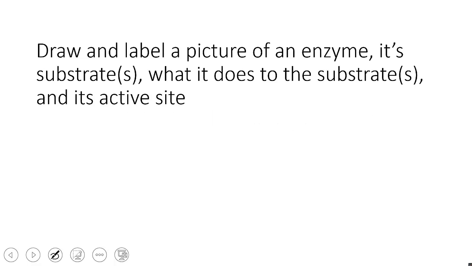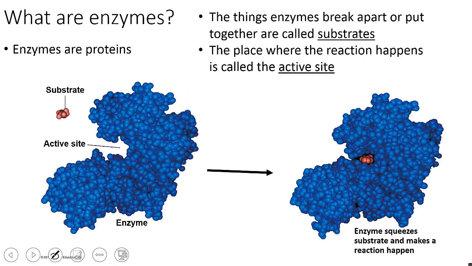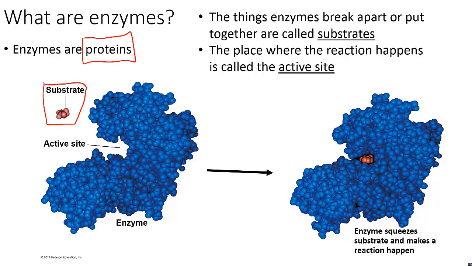Enzymes. So draw and label a picture of an enzyme, its substrate, and what it does to the substrate and its active site. So let's review what enzymes are. Enzymes are proteins, okay? And they break down things. So the things that enzymes break apart or put together are called the substrate, okay? And the place where the substrate is going to go in and get reacted, right? It's going to go in over here. That's called the active site.